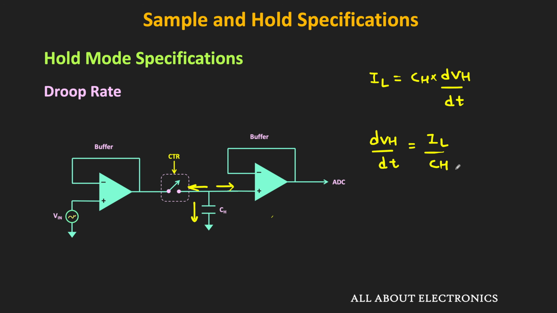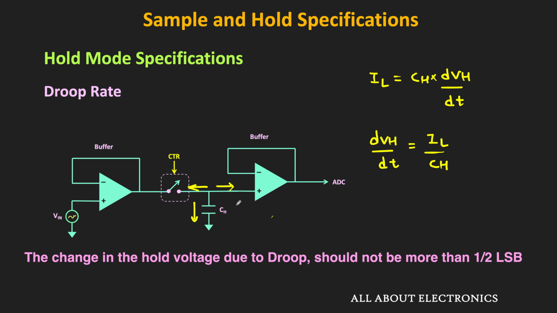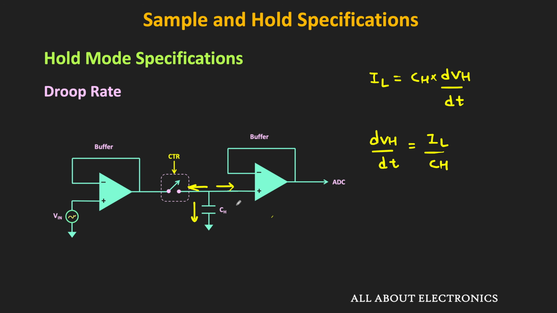So as you can see, as we increase the value of this hold capacitor, this droop rate will reduce. While selecting the value of this hold capacitor, we should ensure that during the conversion time of the ADC, or during this hold period, the change in the hold voltage should not be more than half LSB. By ensuring that, we can get the desired accuracy during the conversion.